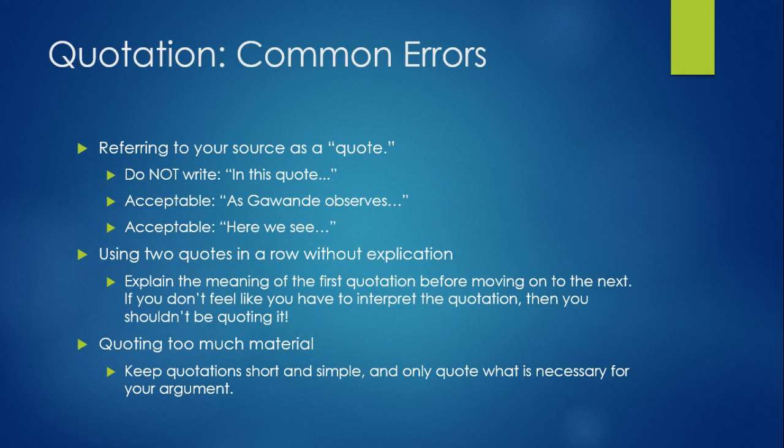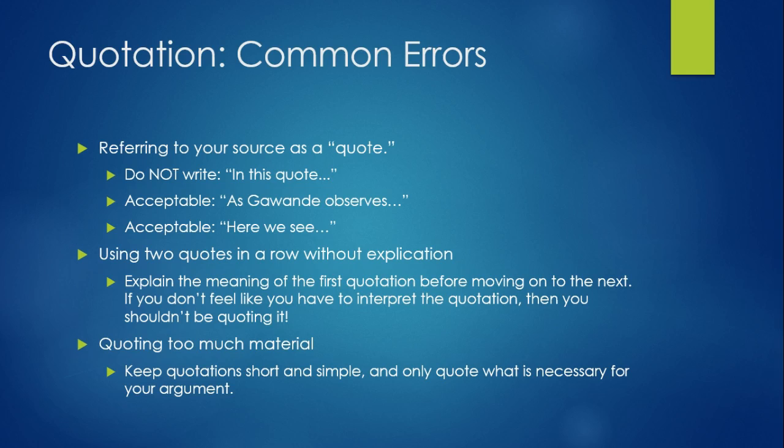Here are some common errors and things to avoid when you are quoting. First of all, do not write in this quote. An acceptable way to introduce would be as Gawande observes, says, mentions, suggests, argues. There's a whole bunch of words there. Or another way acceptable would be here we see.